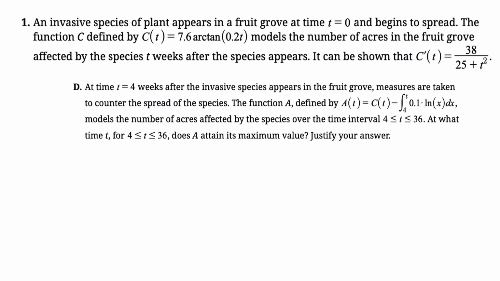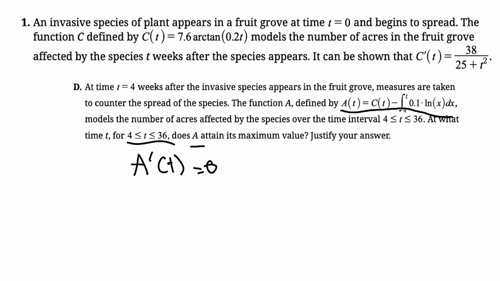At what time t, for 4 is less than or equal to t is less than or equal to 36, does a attain its maximum value? Justify your answer. So what we want to do here is first find the max of the function a, defined by this right here. So we need to find our critical points. So we want to find when a prime of t is equal to 0. A prime of t will be continuous on this interval from 4 to 36.